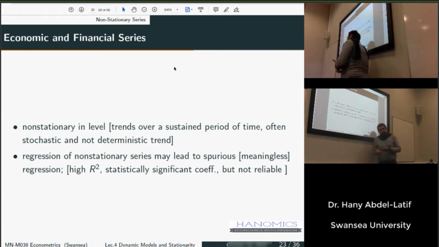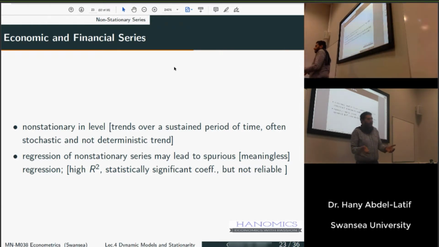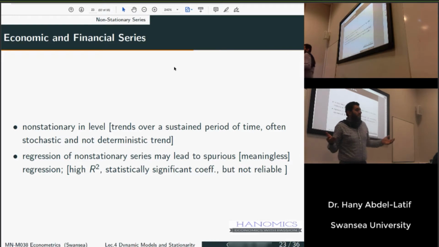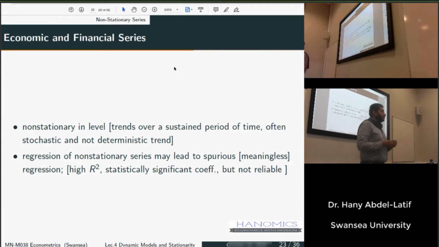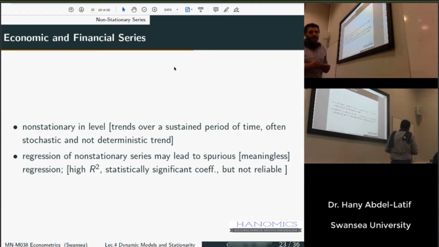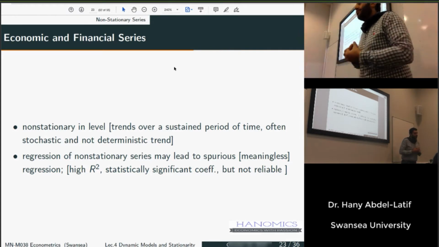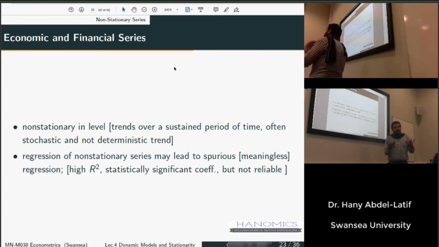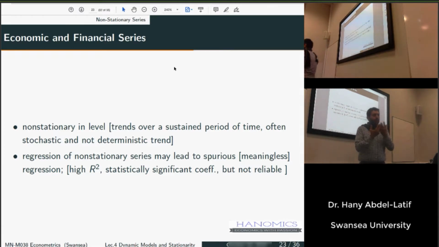So what's the problem? We said when we run regression on time series data, we assume stationarity. So what if the data are not stationary? What's the problem here? Well, the main problem is that you could have what we call a spurious regression, or a regression that is not meaningful. Meaning, you could run a regression between two variables that have no relationship at all. They're not correlated at all.